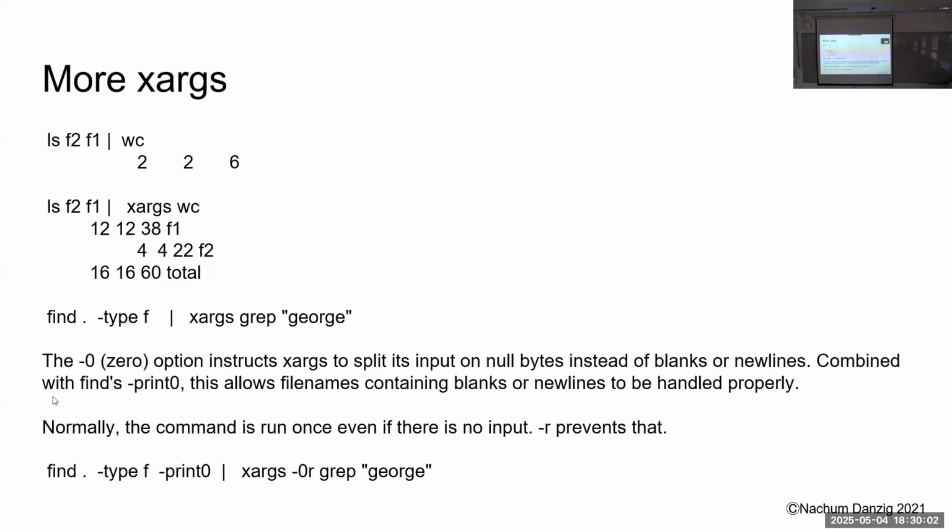What's the R? Normally the command is run once, even if there's no input, the R prevents that. Xargs has a weird quality to it, which I never really investigated, but you guys could investigate, which is that it automatically executes at least once, even if it got no input. So if I write xargs grep George and there's no files over here, it'll still do grep on nothing. And it won't give me anything, but it'll try running. It'll try running grep on nothing, as though I wrote grep George enter. And I don't want to do that. So I print this minus R.